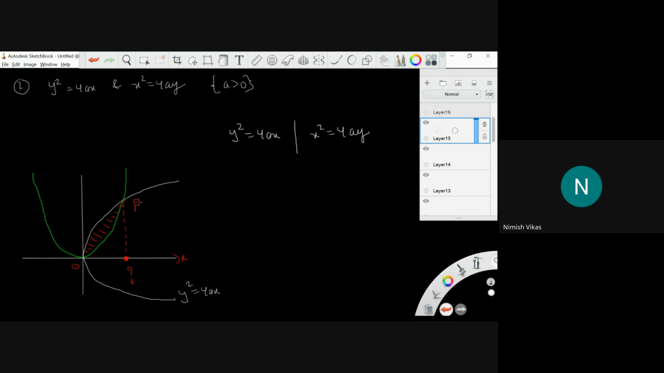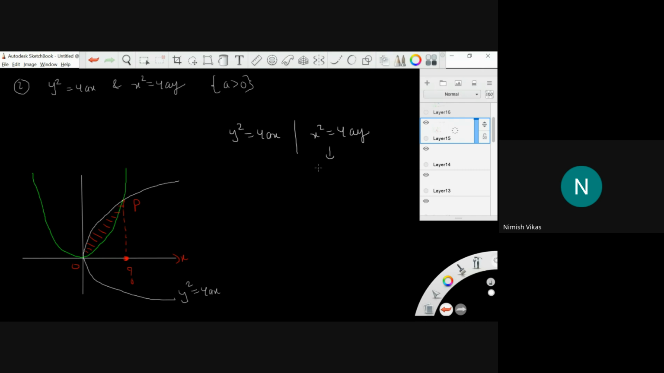So point P, this is the point of intersection of the two parabolas. So solve them simultaneously. Here this can be done in two ways. I will tell you both of them.